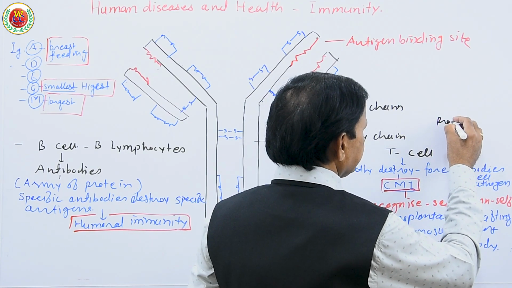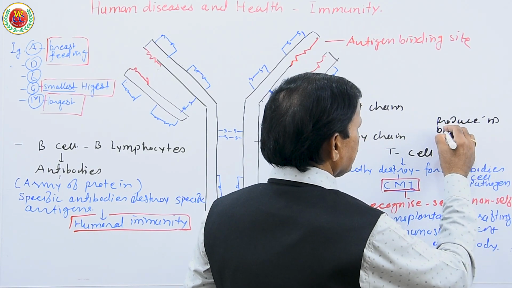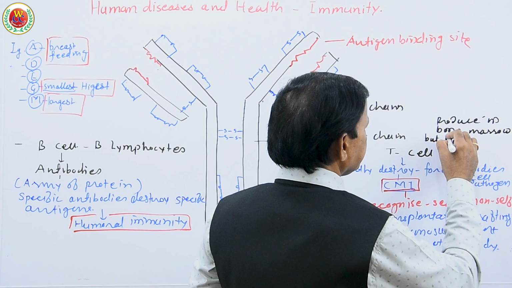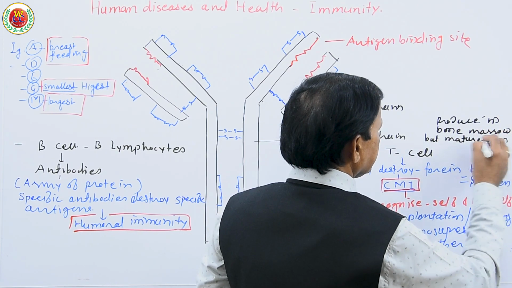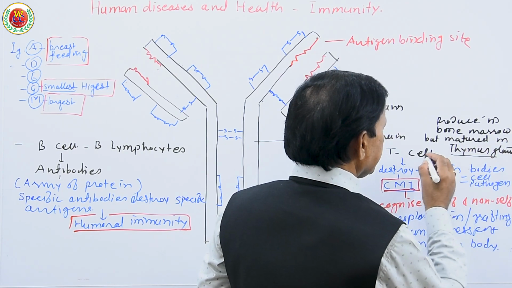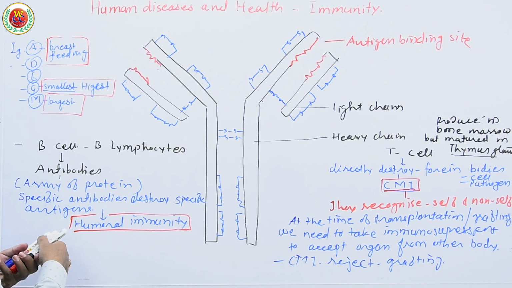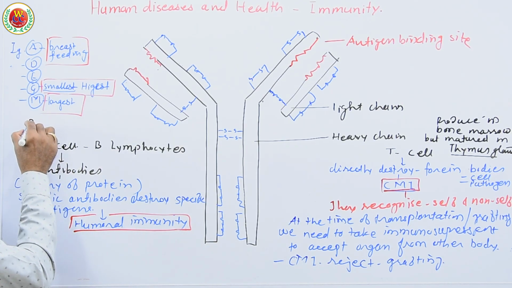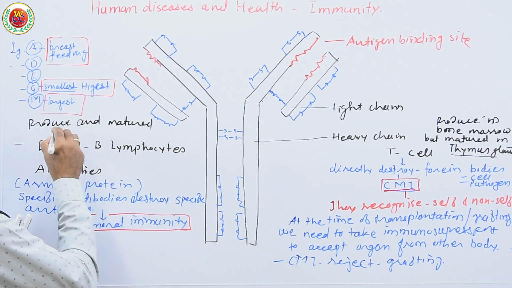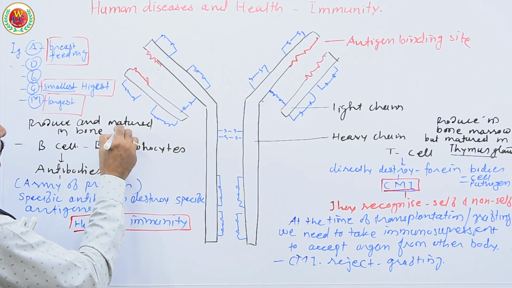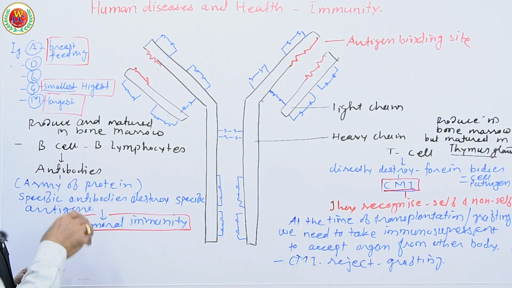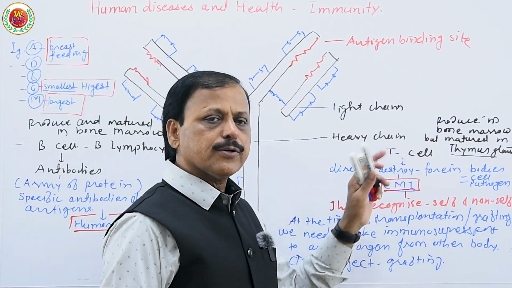Produced in bone marrow but matured in thymus gland, and therefore it is called T cells. Here they are produced and matured in bone marrow, and therefore these cells are known as B cells. So here it is very clear where they are produced and why they are called B cells, where they are produced and why they are called T cells.